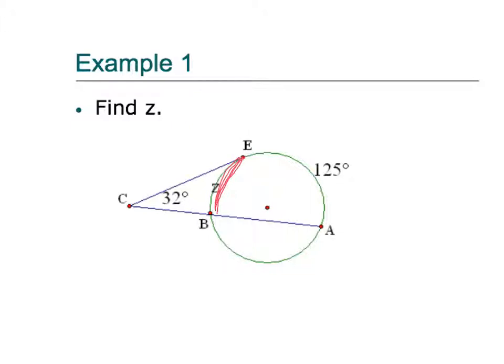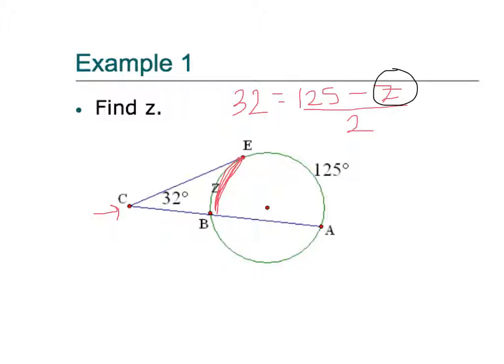I've got a formula. I recognize that angle C is outside of my circle. So I'm just going to say the measurement of my outside angle is equal to the outside intercepted arc, which is 125 in this situation, minus the inside intercepted arc. I don't know what it is. It's Z, and I divide it by 2. My job at this point is to solve for angle Z, right over here.